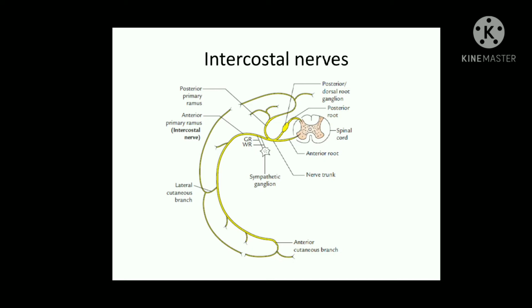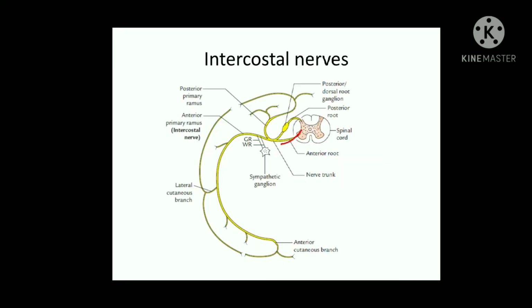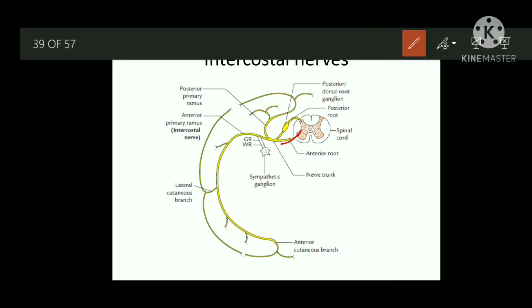Now in this diagram, this is the thoracic spinal segment where the anterior root arises from the anterior horn and the posterior root from the posterior horn, and they join to form the trunk of the nerve. As soon as they leave the intervertebral foramen, it divides into the anterior primary ramus and the dorsal primary ramus that exits posteriorly. This anterior primary ramus, known as the intercostal nerve, is connected with the sympathetic ganglion by the gray rami and the white rami. This intercostal nerve runs in the costal groove.